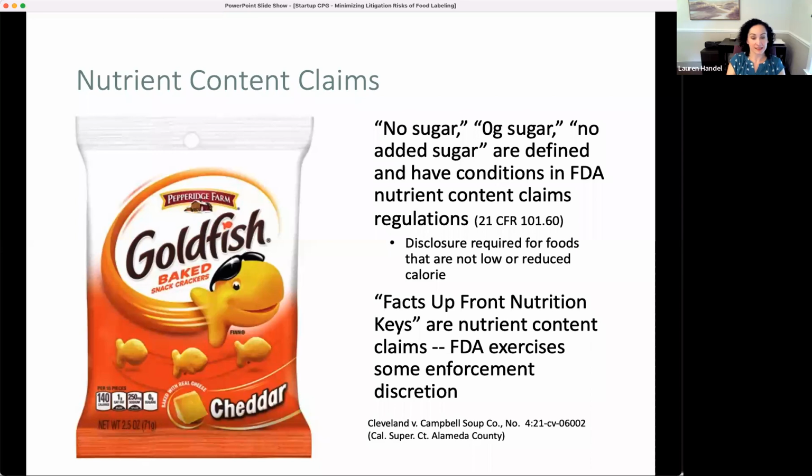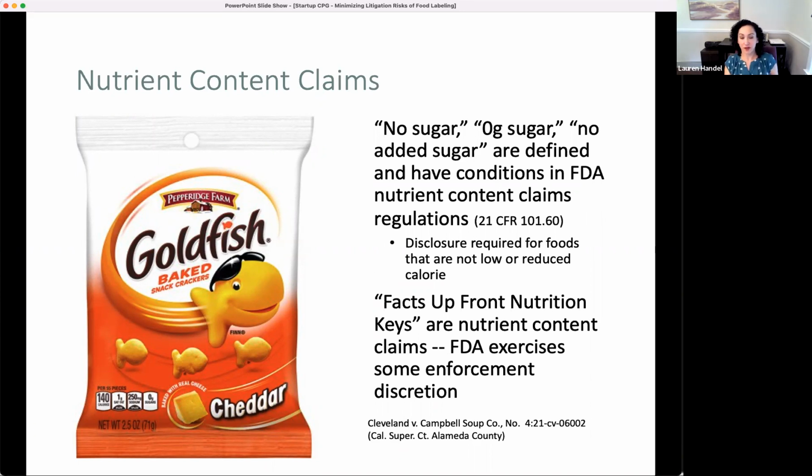There are a lot of cases around, again, pretty technical nutrient content claim regulations. So especially for products that make representations about sugar, no sugar claims, 0 grams of sugar, no added sugar. There's a specific rule about those and the conditions in which you can use those claims. And if the product doesn't qualify as low or reduced calorie, there needs to be a disclosure about that on the label. And so this is kind of an easy gotcha where somebody just failed to comply with a technical part of the regulations, and the plaintiffs use that violation as their theory for why these labels are false or deceptive.